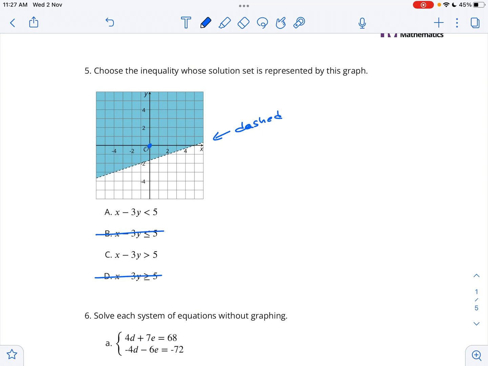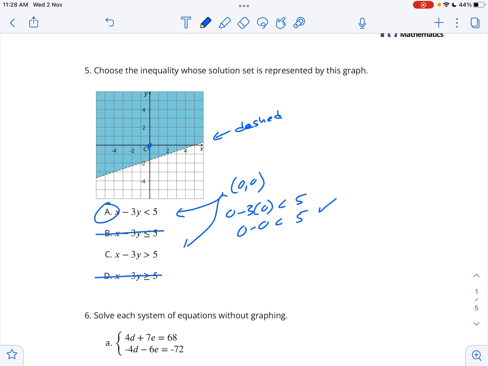Well, let's check. We know that 0, 0 is a solution because it's in the shaded region. So let's plug 0, 0 into A and see if it works. Well, this would become 0 minus 3 times 0. Is that less than 5? Well, 0 minus 0 is less than 5. So 0, 0 works. It's part of the solution. It's shaded in my graph. So that tells me that A is going to be the correct one.